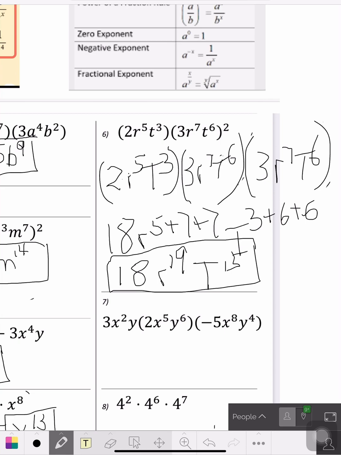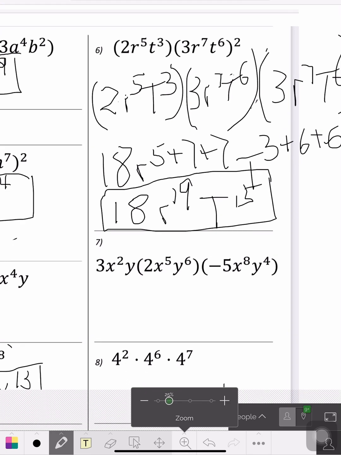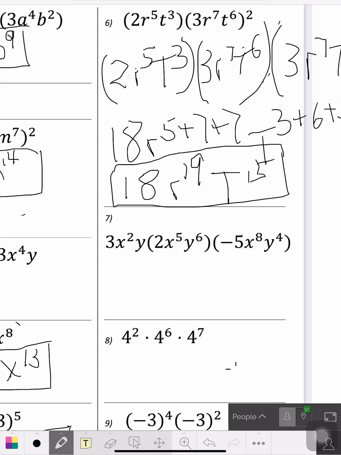And now if you go down to number 7, really number 7 is how we rewrote number 6, okay? So let's do the math going across. We got 3 times 2 is 6, times a negative 5 is negative 30. So we get a negative 30. Now we're going to have the x. I'm going to rewrite this just like I did before. So it's a 2 plus a 5 plus an 8.